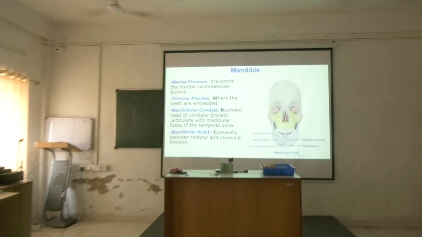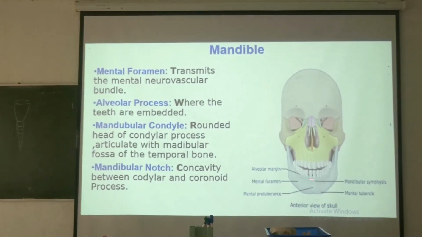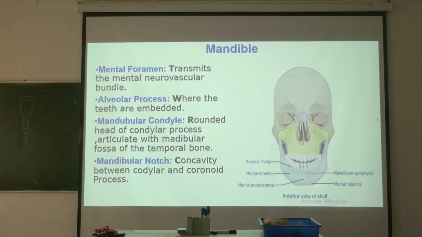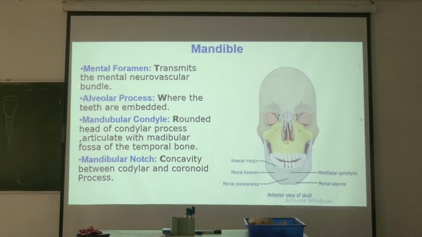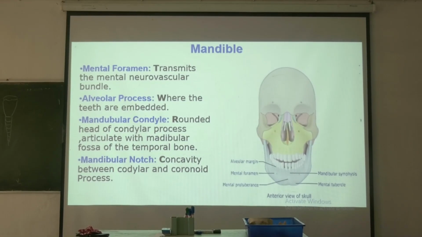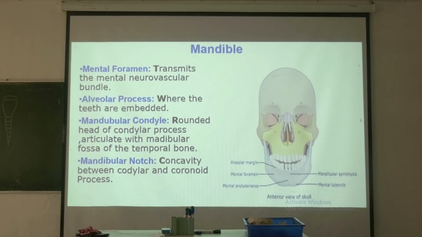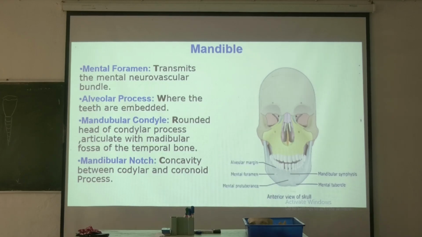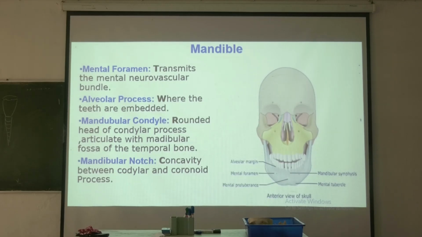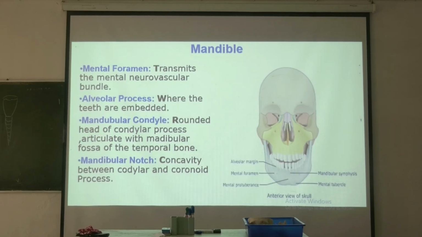First is mental foramen. Here, these are the mental foramens, one on each side. This transmits the mental neurovascular bundle, mental nerve and mental vessels. Alveolar process. These processes are alveolar process which forms the socket for the teeth of the lower jaw. And mandibular condyle. Condyle you have seen in previous picture. Condylar process or head of the mandible.